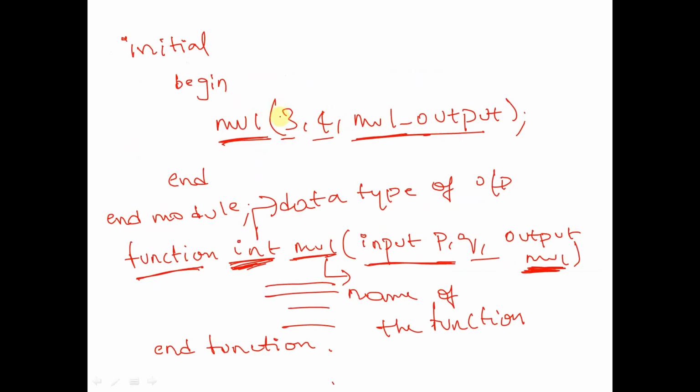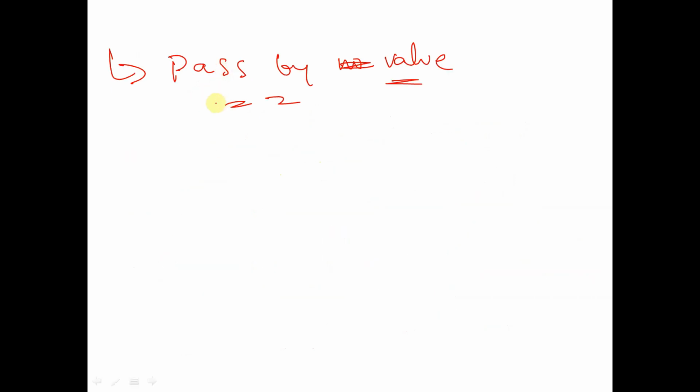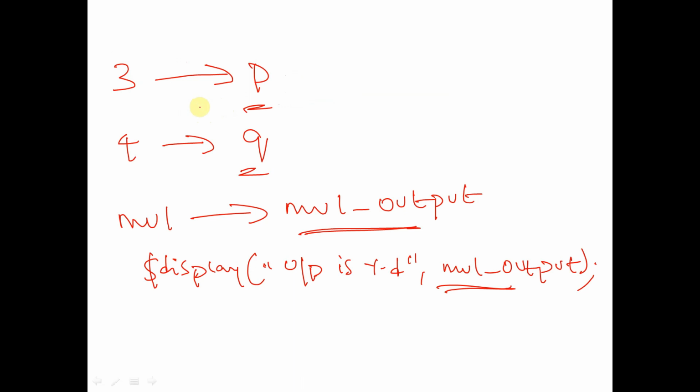So we are passing the values, basically 3 and 4, to our function. 3 we are giving to p, and 4 we are giving to q, and we are getting the value mul into our mul underscore output. So we are basically passing the values. This method of passing the values to our function arguments is called pass by value. This is how we can pass values to our function and get values from our function. So this is functions in SystemVerilog.